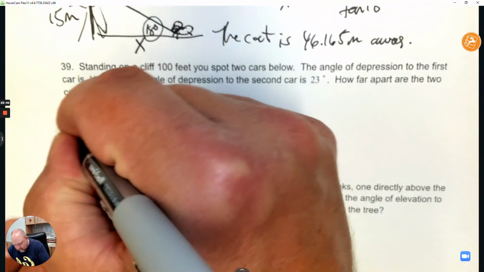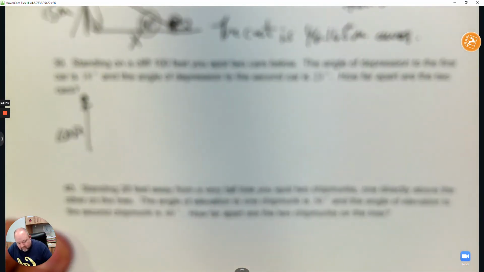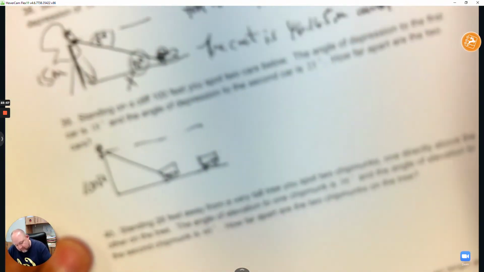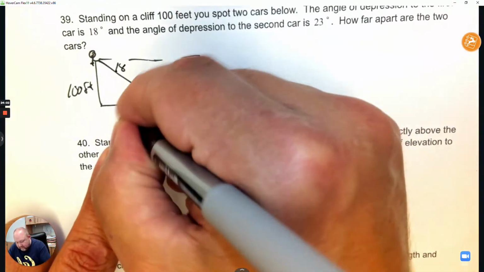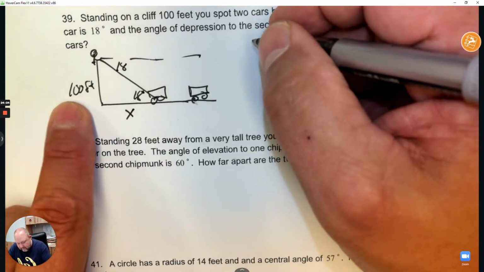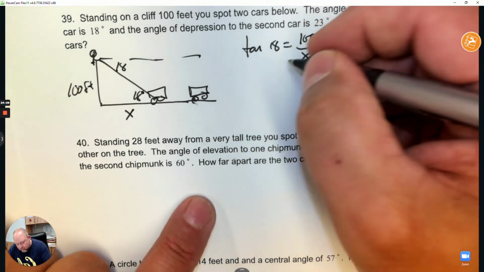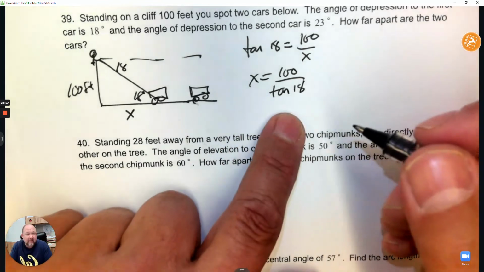39. Stand on a cliff 100 feet. You spot 2 cars below. The angle to the first car, and these are angles of depression, is 18. So this angle is 18. So I'm going to find this distance to begin with. So again, it's going to be tangent 18 is equal to 100 over x. So x is equal to 100 divided by tangent 18. I'm not going to do that yet.